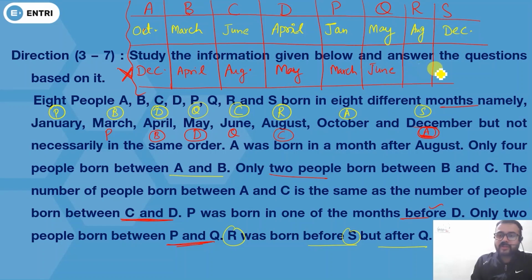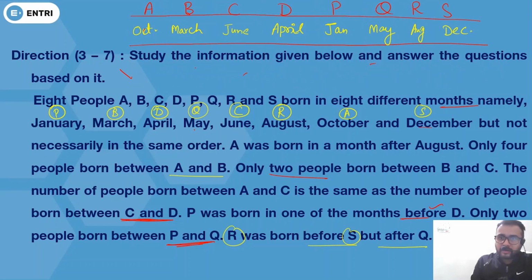Now we'll try to put this here. See one thing. Q is here. Now R will be after this. So I can write R will be here. But R is before S, but there is no month remaining here for S. So you can clearly say this one is wrong here. This one is wrong.